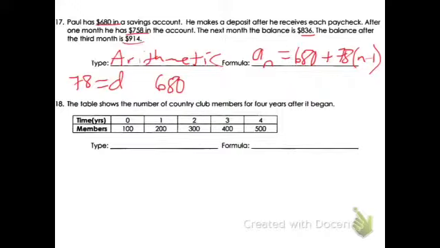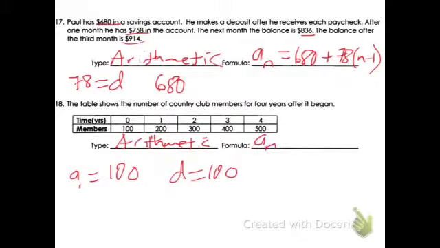And our last one, looks like our initial value is right there. So a sub 1 is going to be 100. And it's looking like it's adding 100 each time. So it's going to be an arithmetic with a d of 100. So the formula is going to be a sub n equals 100 plus 100 times n minus 1. And that's all of them.